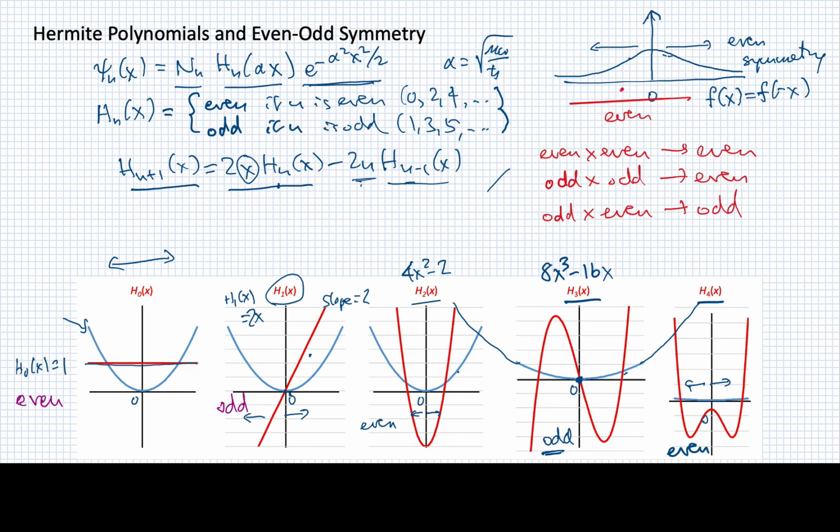So the Gaussian is always even. The prefactor here doesn't affect even and odd behavior. So in other words, the even-odd symmetry of harmonic oscillator eigenfunctions purely comes from the Hermite polynomial part of this particular formula. So I hope this has given you a little bit of insight as to where this comes from in the case of the harmonic oscillator eigenstates.